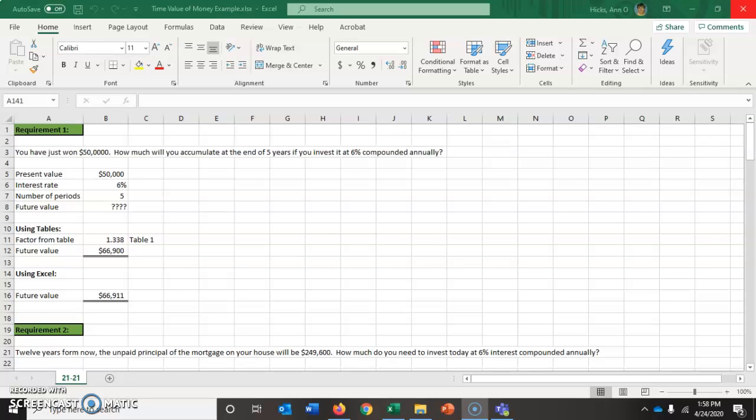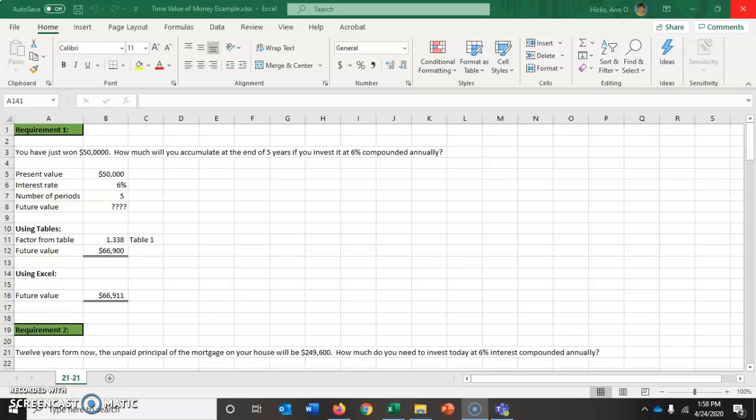There are a number of different approaches that we'll talk about in another example, but a couple of the approaches that companies use require an understanding of time value of money, the concept that a dollar today and a dollar in the future are not equivalent.